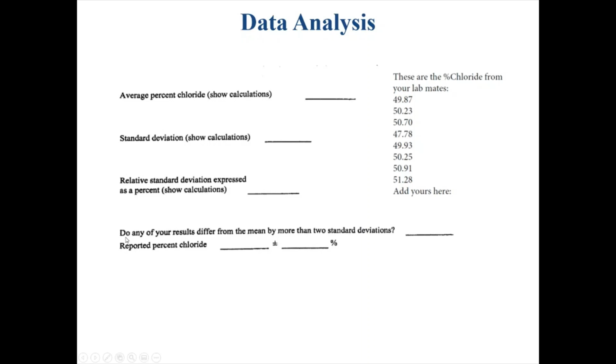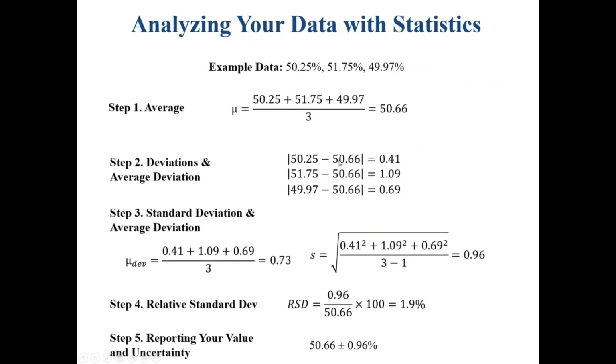Now, there is also a question here that says, do any of your results differ from the mean by more than 2 standard deviations? So what this is asking you is, let's say that your standard deviation was what we had on the previous page. Let's say that it was 50.66 plus or minus 0.96. Well, if you were to take 2 standard deviations, you would add 50.66 plus 2 times 0.96, and 50.66 minus 2 times 0.96. And that would give you a range. Now, within that range, about 99% of the data would fall within that 2 standard deviation range.